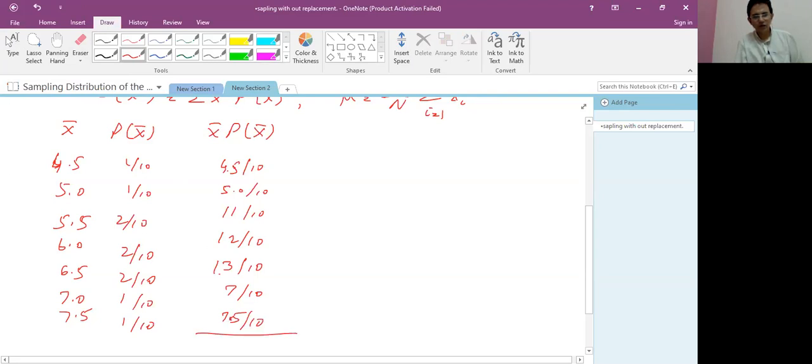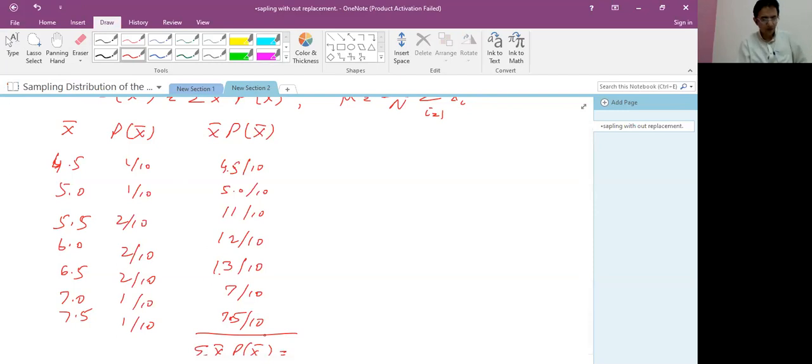When we find the sum, student, summation x bar into p of x bar is called the sample mean. With the help of a calculator, it is 6.0.